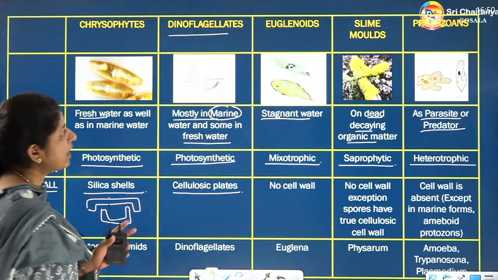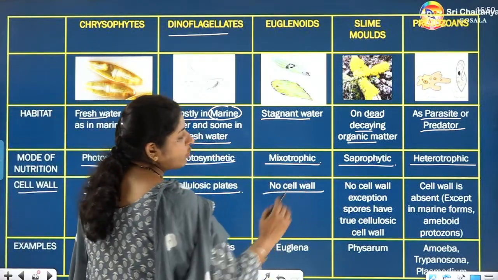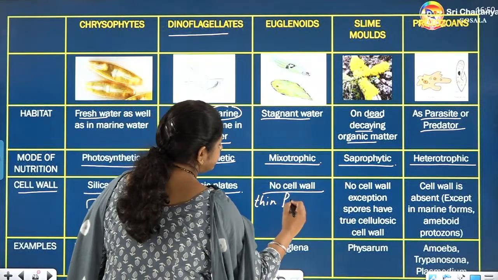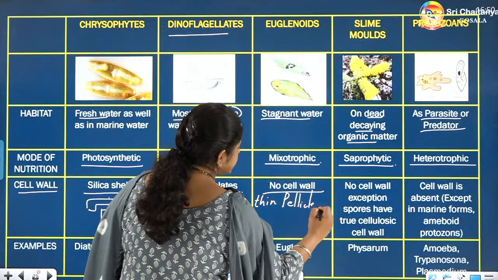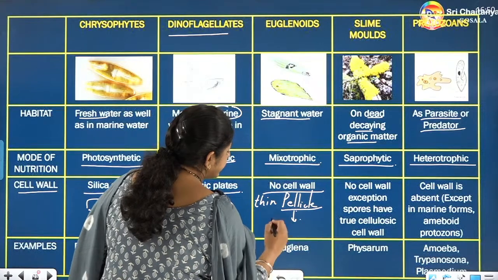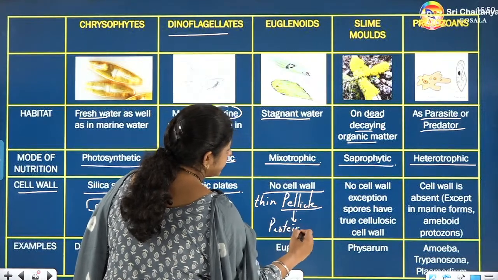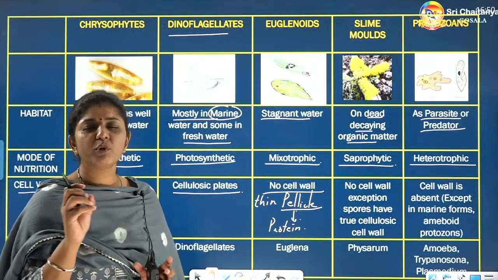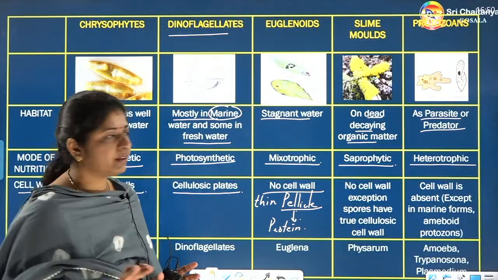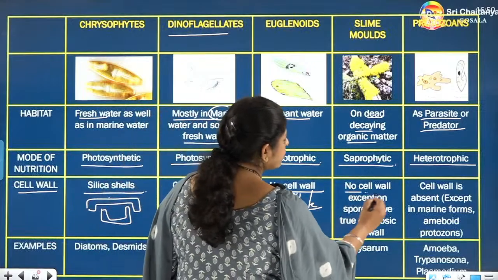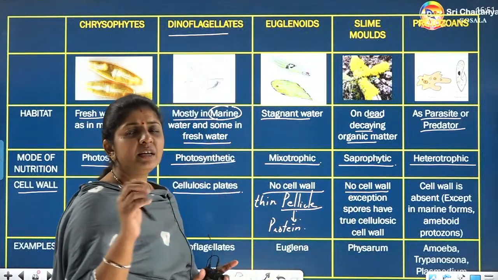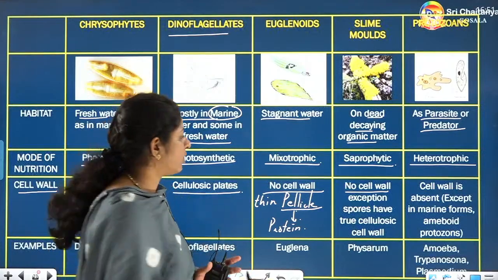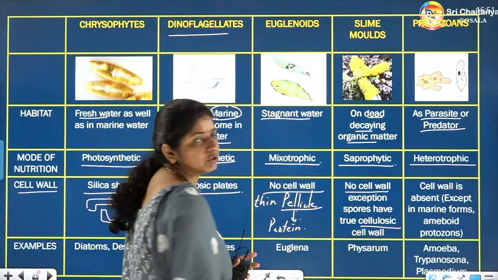Dinoflagellates. Now in euglenoids there is no cell wall, but they have a thin pellicle layer, which is proteinaceous, made up of protein, which gives them twisting movements. But it is not a hard thing; the cell wall is not there. Then for slime molds there is no cell wall, but an exception exists. The spores they form to disperse have a true cell wall made up of cellulose.